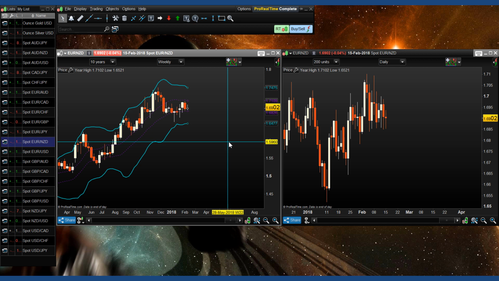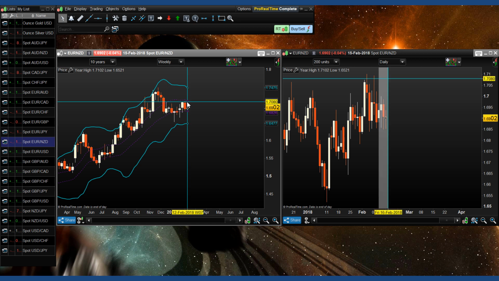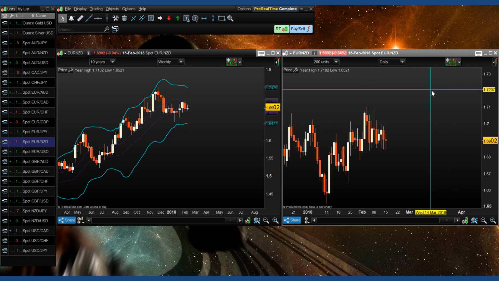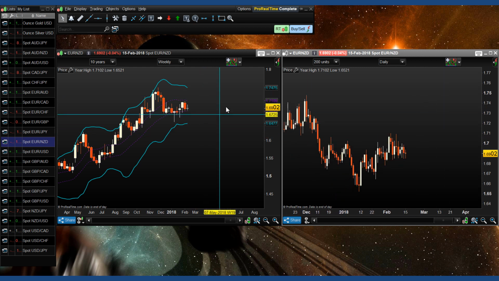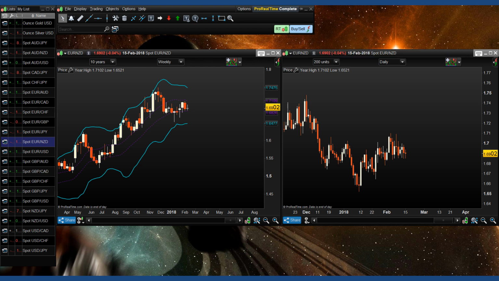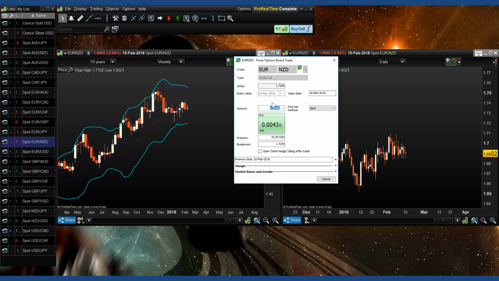So for this pair, Euro New Zealand, we're going to sell a call at 172 and sell a put at 166. 172 puts us right around here, so quite higher than where price has been in the last, I'll say, almost 2 months. 172 on a daily chart is there. So yeah, you can see. So we're going to be selling a call at 172. Okay, there we go. 172 call, selling that.